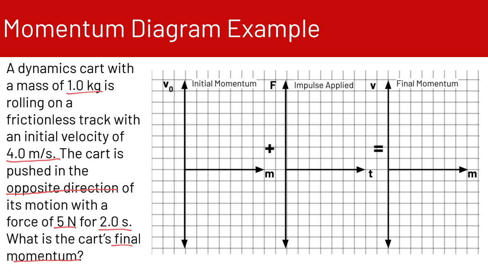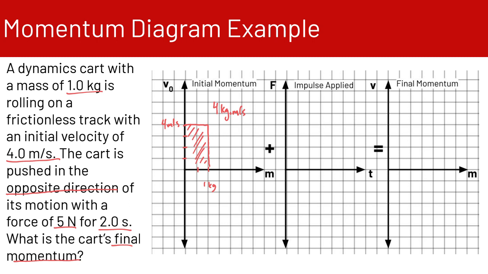Okay, so we've got 1 kilogram for 4 meters per second. So let's do each hash mark as half a kilogram. So we have 1, 2, 3, 4. Okay, so we go 4 meters per second, and that's 1 kilogram. Okay, so that is our initial momentum. So that gives us an initial momentum of 4 kilogram meters per second.